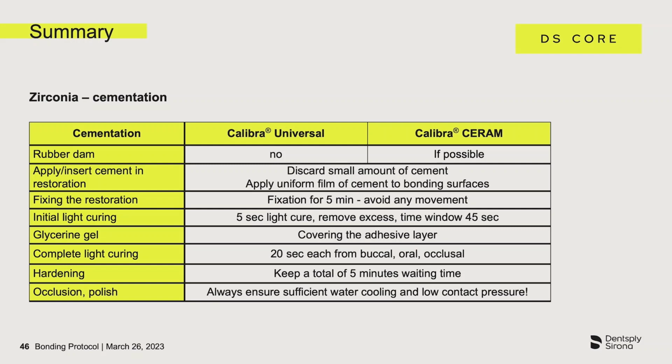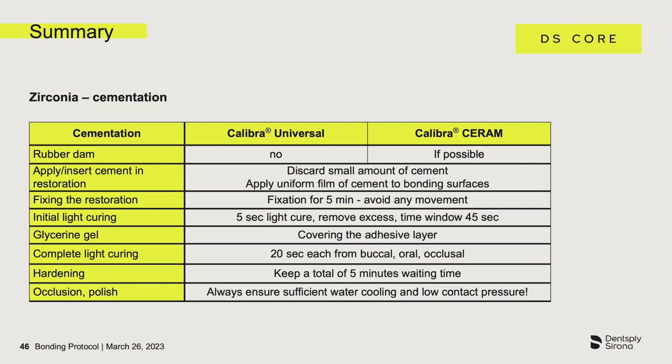Now the composite bonding material is placed into the restoration in as even a layer thickness as possible. The restoration is placed on the tooth and fixed. For the following 5 minutes, any movement should be prevented to avoid micro cracks in the cement. Composite and excess cement are light cured for 5 seconds, and then these cement residues can easily be removed.